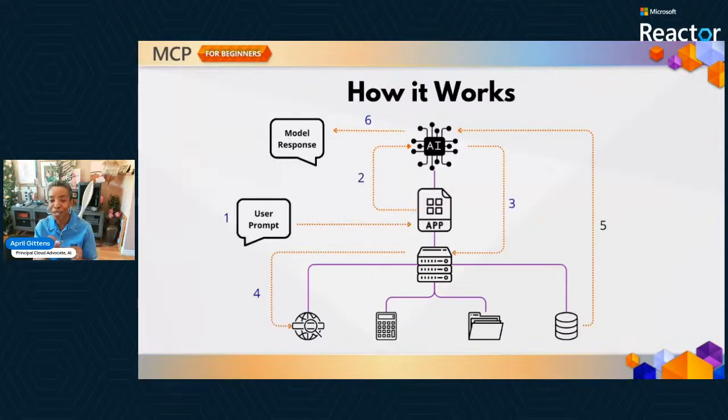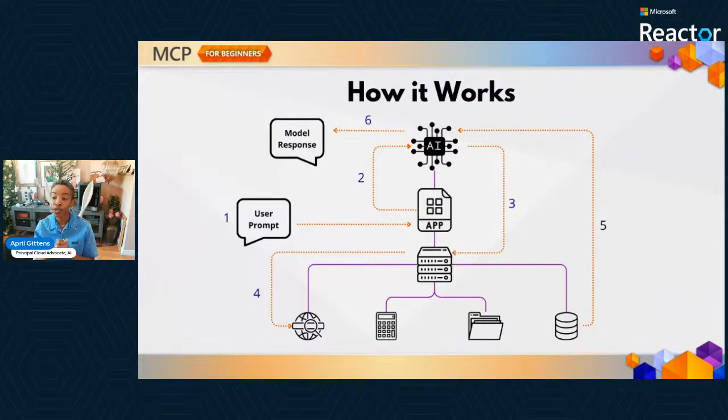So follow the numbers, bear with me in terms of taking you through this. Essentially, the client is going to send a user prompt to the model. Whatever prompt you send through the app, the model is going to realize that it needs external help. So from there, it's going to send that request via MCP to the server, down that number 3 path.